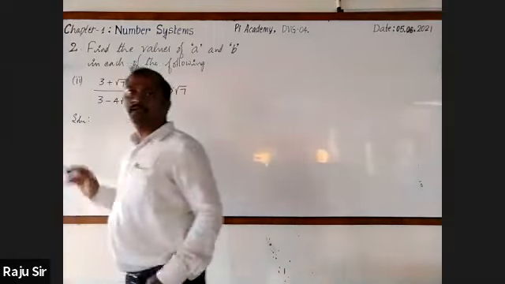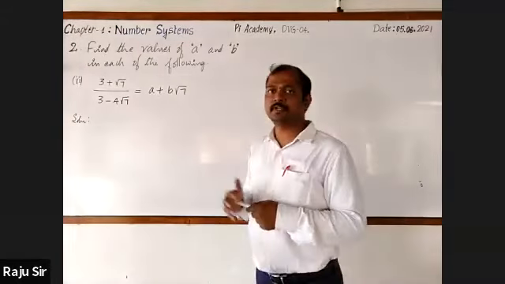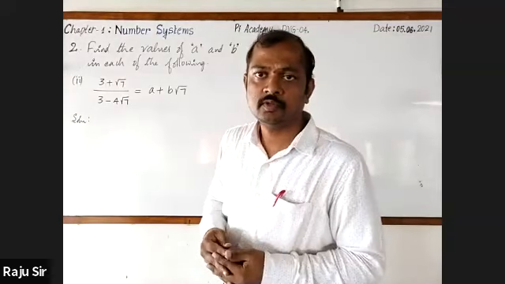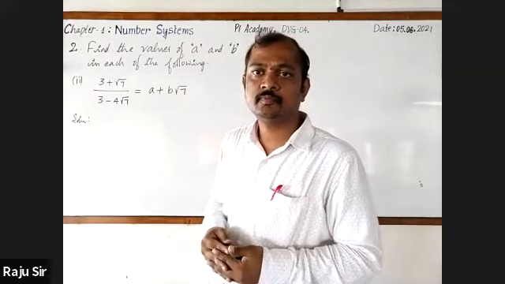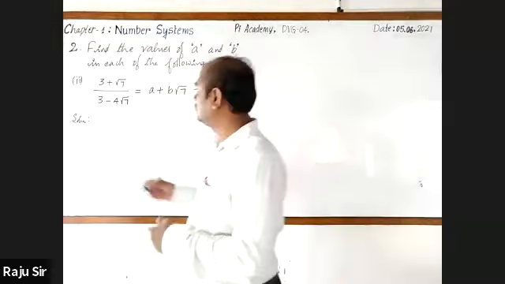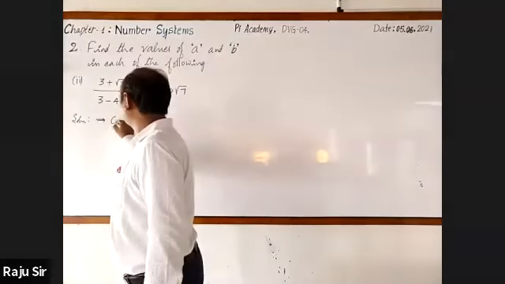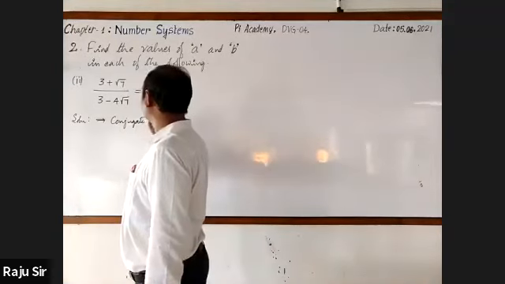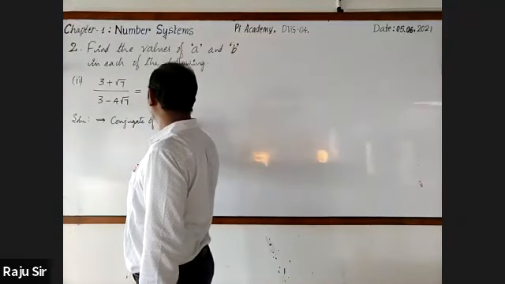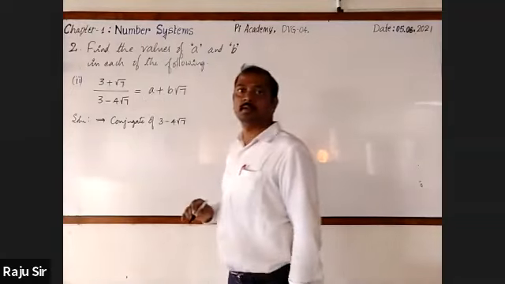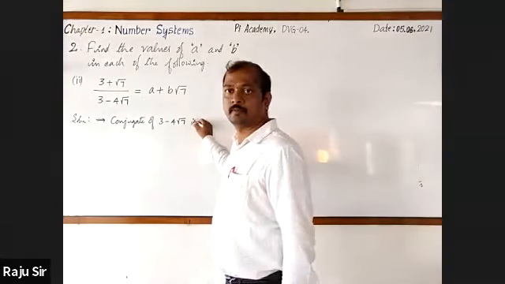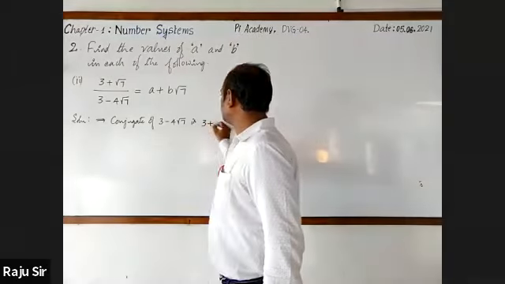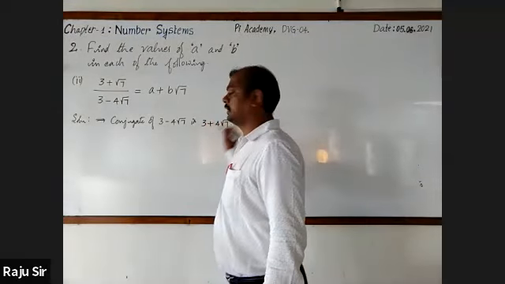Let's go for finding A and B, the same procedure we followed earlier. The conjugate of the denominator, that is 3 minus 4 into root 7, is 3 plus 4 into root 7.